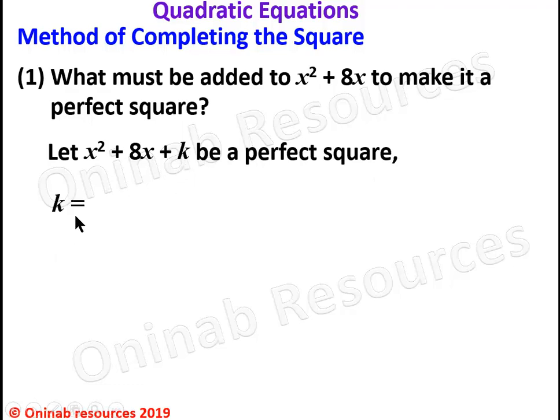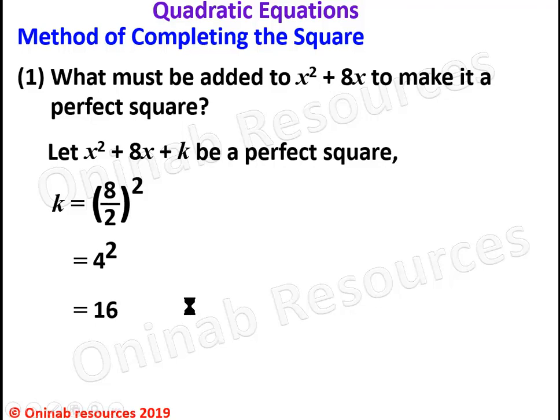Then k will be, we take the coefficient of x, which is positive 8, so we pick it, divide it by 2, square it. That will be the number to be added to make it a perfect square. So we simplify. So k is 4 squared, 8 divided by 2 is 4, so 4 squared is equal to 16. So 16 will be added to this expression to make it a perfect square.